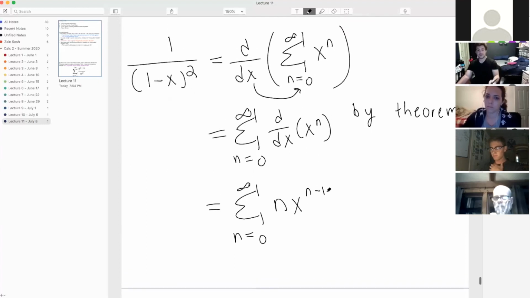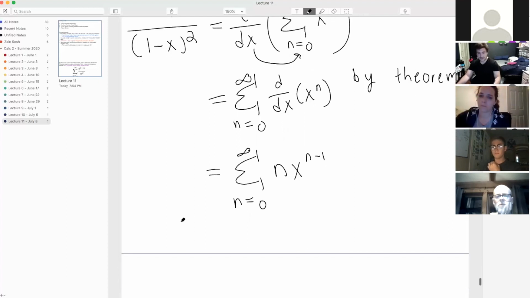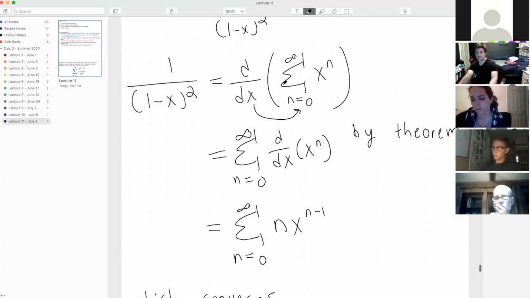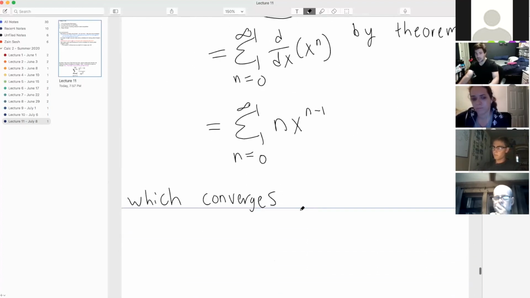We have a power series for 1 over 1 minus x quantity squared, but as usual, we need to say when this thing converges. It's going to have the same radius of convergence as the thing that we started with, and that was 1.